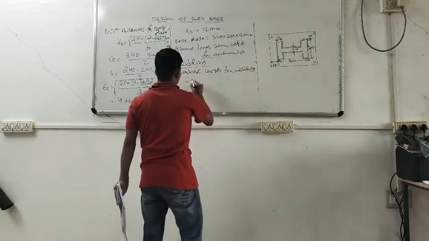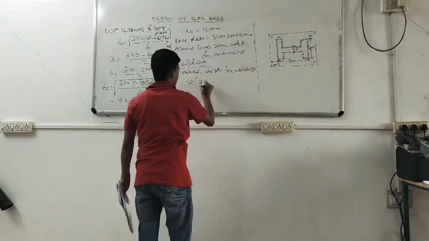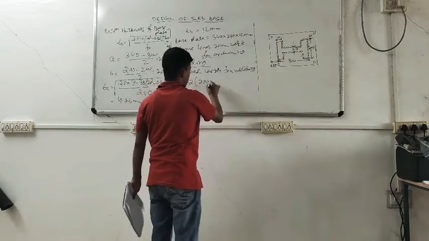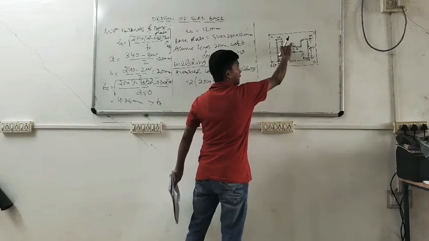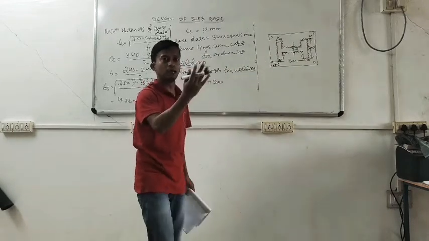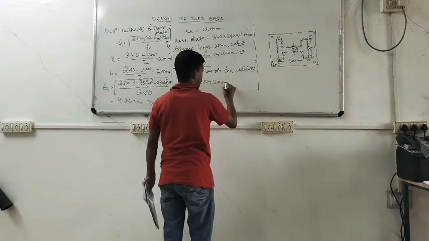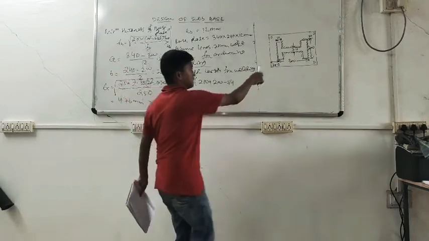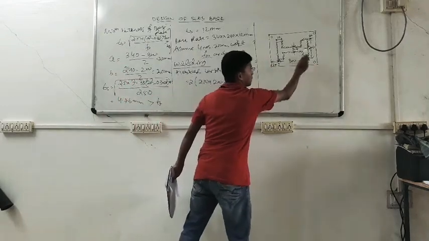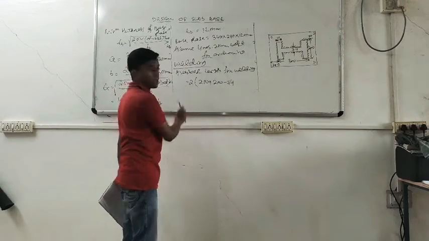Available length for welding equals, first consider this side of length. This side of length is 200, then plus on this side 200, but this part is missing because you can't weld in that inner part. So that part is 7.4, so minus 7.4. For this weld this much, so for that side of that length you have to multiply by 2.